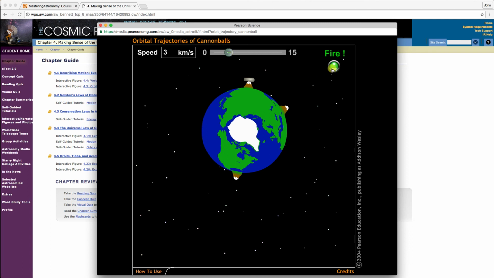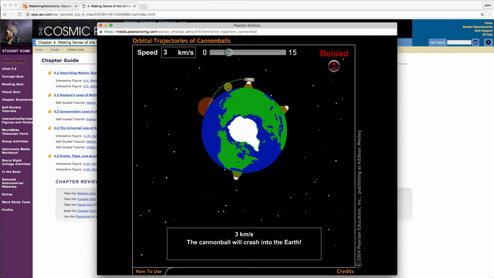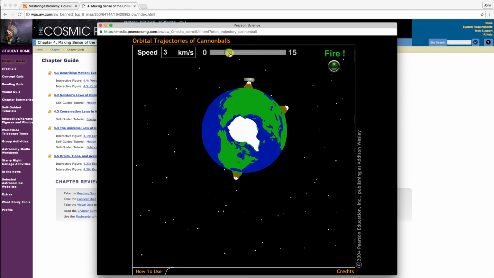Let's go to 3. Fire it. Now we travel faster out of that cannonball. We can travel farther than before we hit the ground. But clearly we can travel a bigger distance and be in free fall still that whole time. And again, we don't feel gravity until we actually hit the ground. Then we can feel gravity. So we continue to reload and increase the velocity.